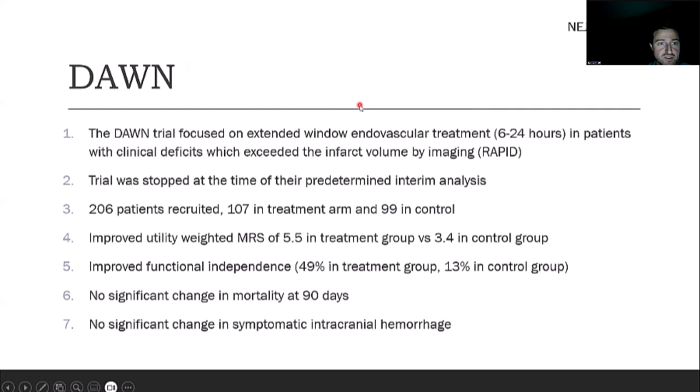The DAWN trial came out, which was focused on extended window endovascular treatment at 6 to 24 hours in patients with clinical deficits which exceeded infarct volume by imaging. So they used RAPID perfusion software. Their trial was stopped at the time of their predetermined interim analysis. They had 206 patients recruited with 107 in the treatment arm. They had an improved utility-weighted modified Rankin score of 5.5 in the treatment group versus 3.4 in the control, and improved rate of functional independence with 49% in the treatment group and only 13% in the control group. Again, they showed no change in mortality at 90 days and no change in symptomatic intracranial hemorrhage.